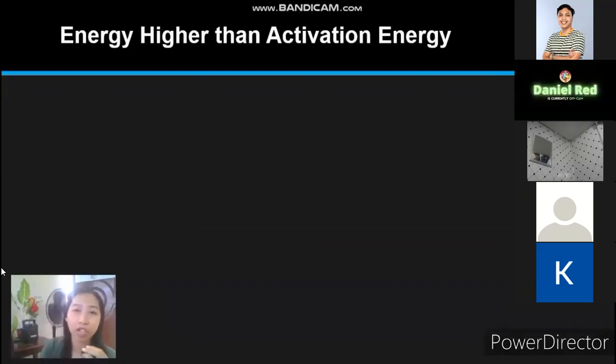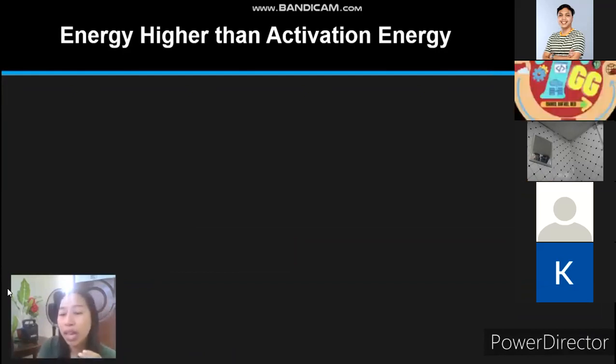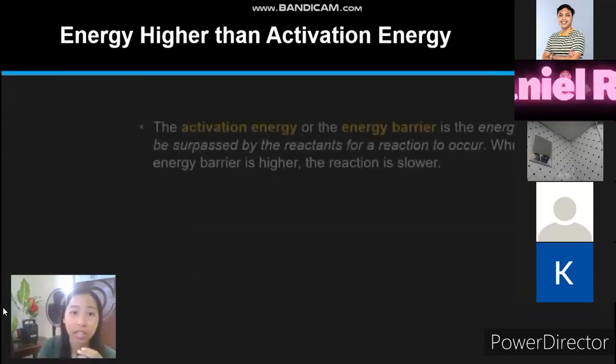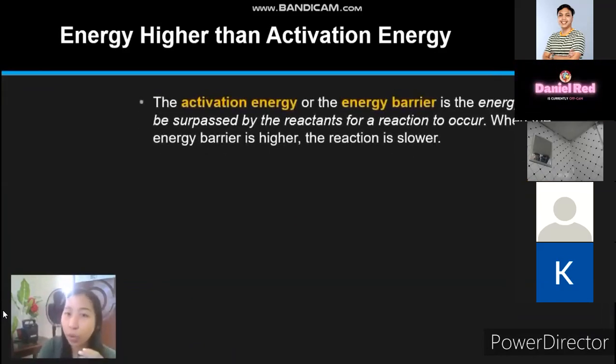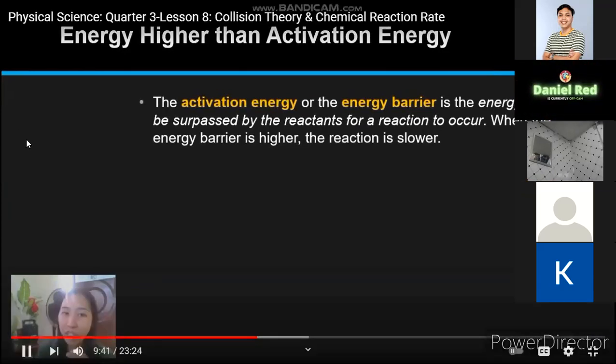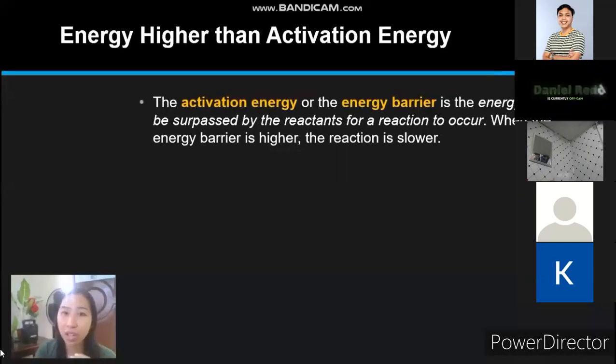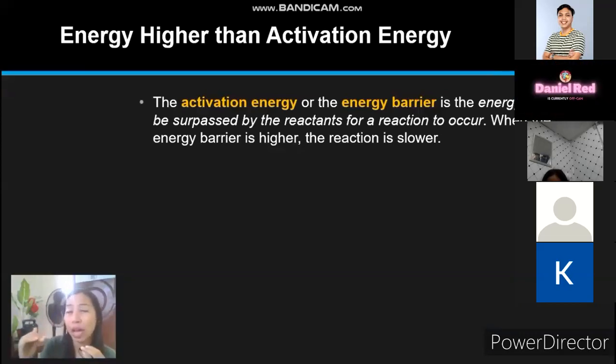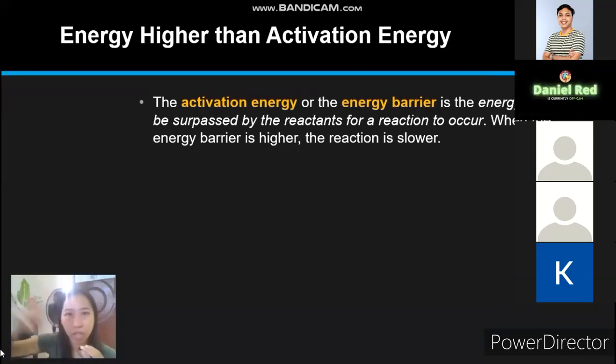explanation of activation energy. So kinahanglan nga ang imuhang energy sa collision should be higher than the activation energy. Okay, the activation energy or the energy barrier is the energy needed to be surpassed by the reactants for a reaction to occur. When energy barrier is higher, the reaction is slower. Syempre, let's just imagine a wall. So, naa kay wall nga medyo tagahawak, nya tapos naa kay wall nga hasta jong habuga, mas taas pa sa imuha. Okay? So, you have two types of activation energy.